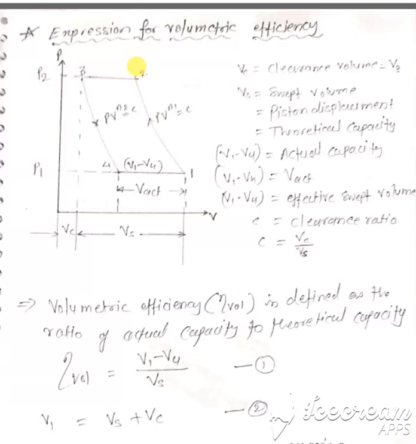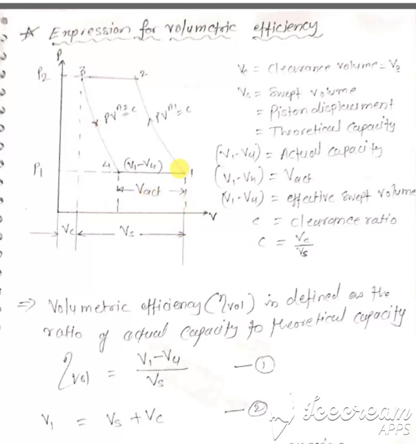1-2 is the compression, considering the index of compression as n1. 2-3 is the delivery. 3-4 is the expansion, considering the index of expansion as n2. 4-1 is the suction, which is the actual suction. Therefore, we will write V1 minus V4 is equal to the actual volume which is entering inside the cylinder after the expansion.